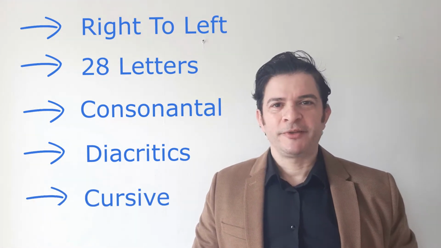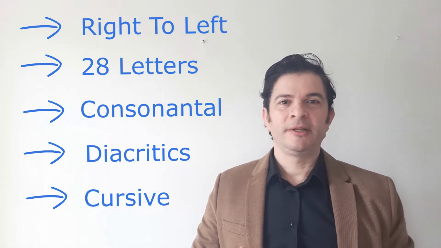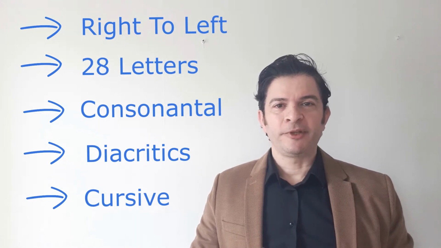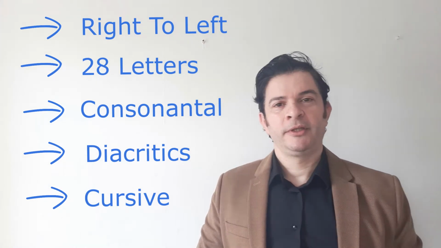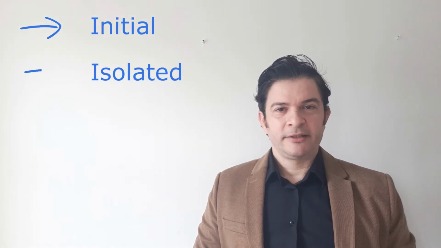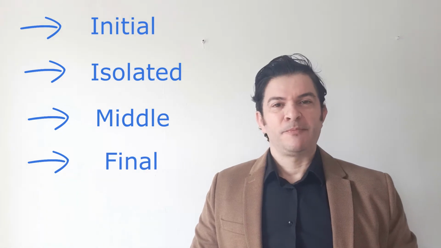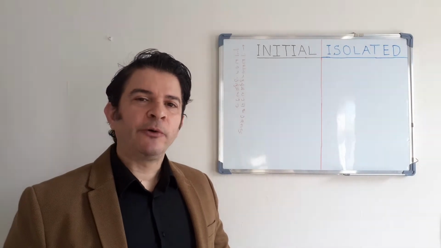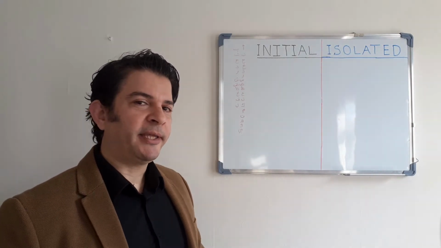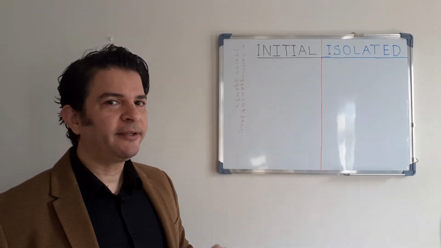Arabic is cursive. It means that the letters are joined together by short horizontal lines. The shape of the letter depends on the position of the letters within a word. There are four key positions: initial, isolated, middle, and final. In this video, I'm going to focus mainly on the isolated and initial positions. So I will be writing the letters in isolated format and initial position. Okay, so let's start.